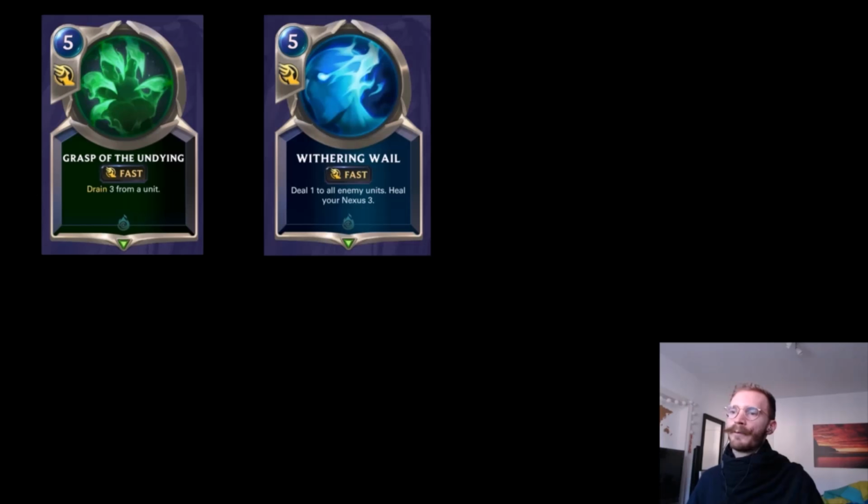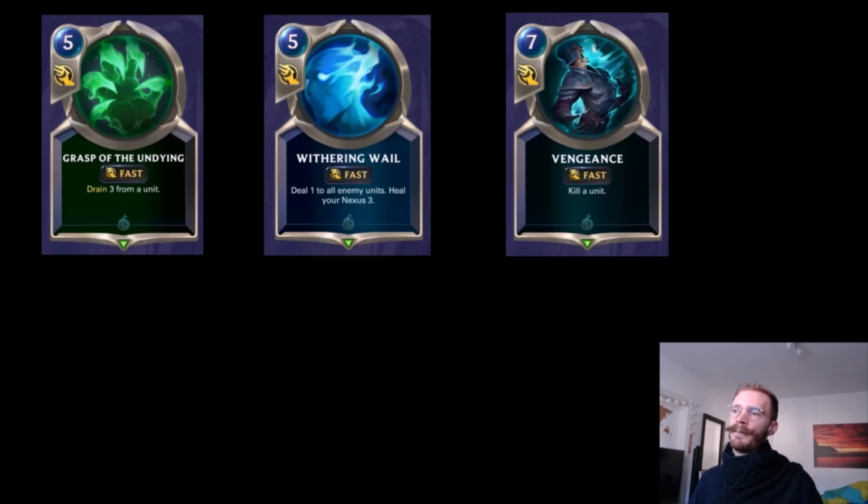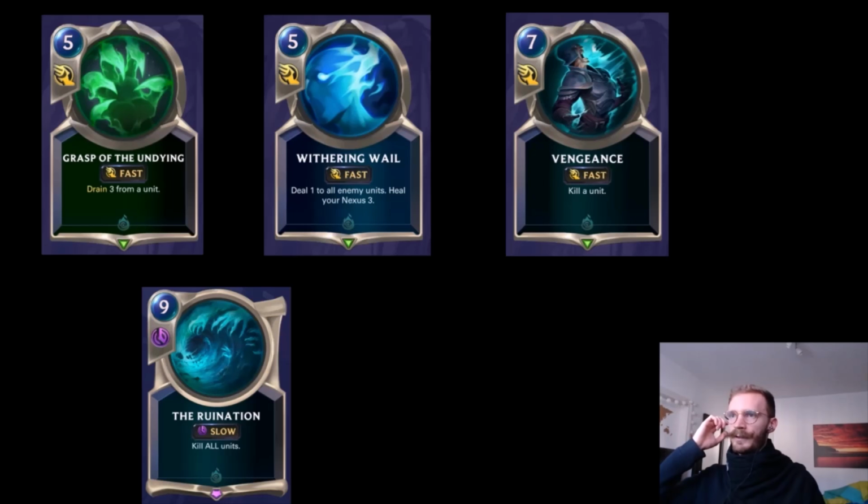So what about impactful removal cards of which we don't know how many copies exactly our opponent might play? Some examples here would be Grasp of the Undying, Withering Wail, Vengeance, maybe even Ruination. We need to think about which cards make sense for the opponent to tech in and which don't. In most metas, I'd say, for example, Ruination doesn't make too much sense because it is a very board-centric deck and he doesn't want to brick himself by clearing his own board.